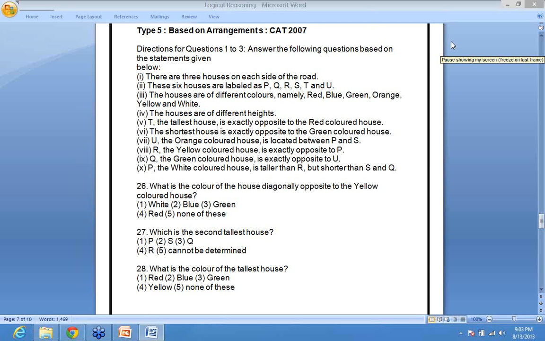This is actually a 2008 question and not 2007. It is a 2008 question. Okay, I'm pleased that most of you are getting it right.